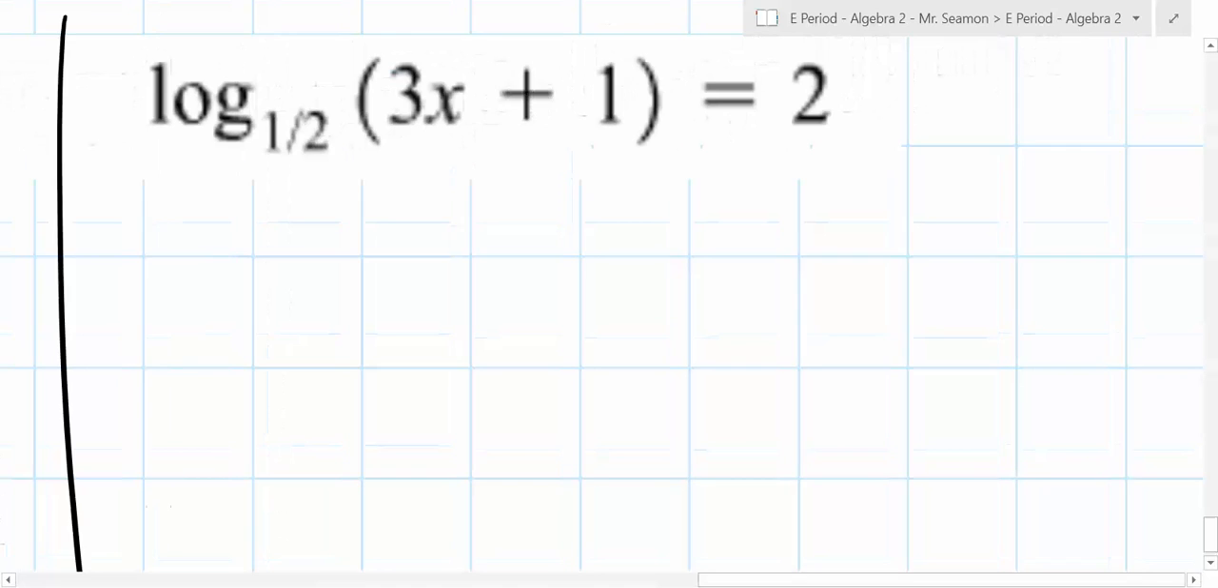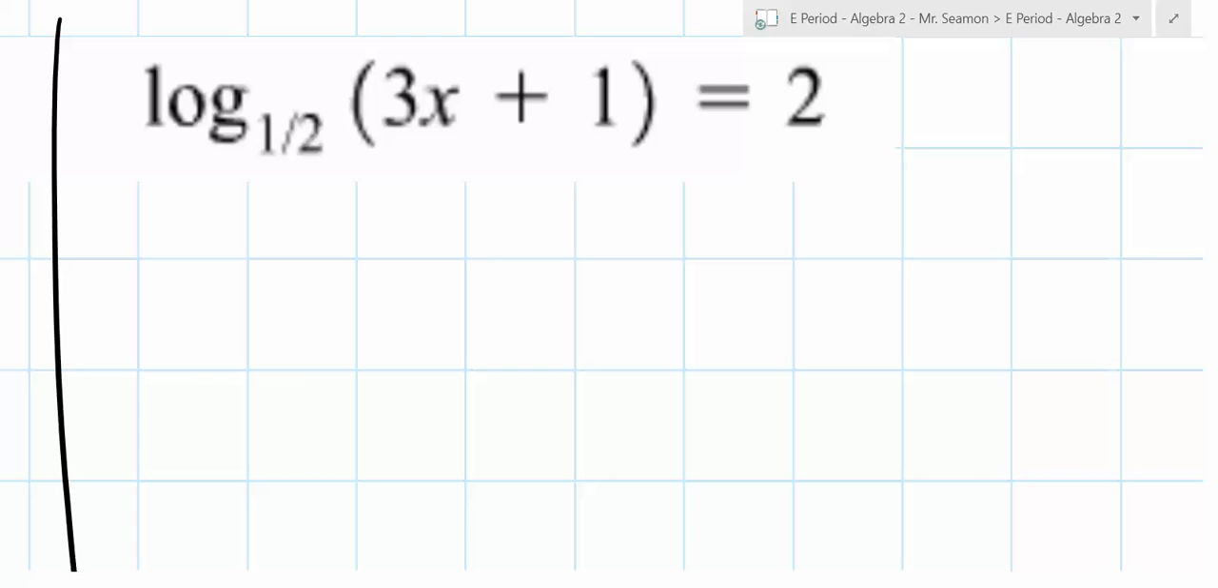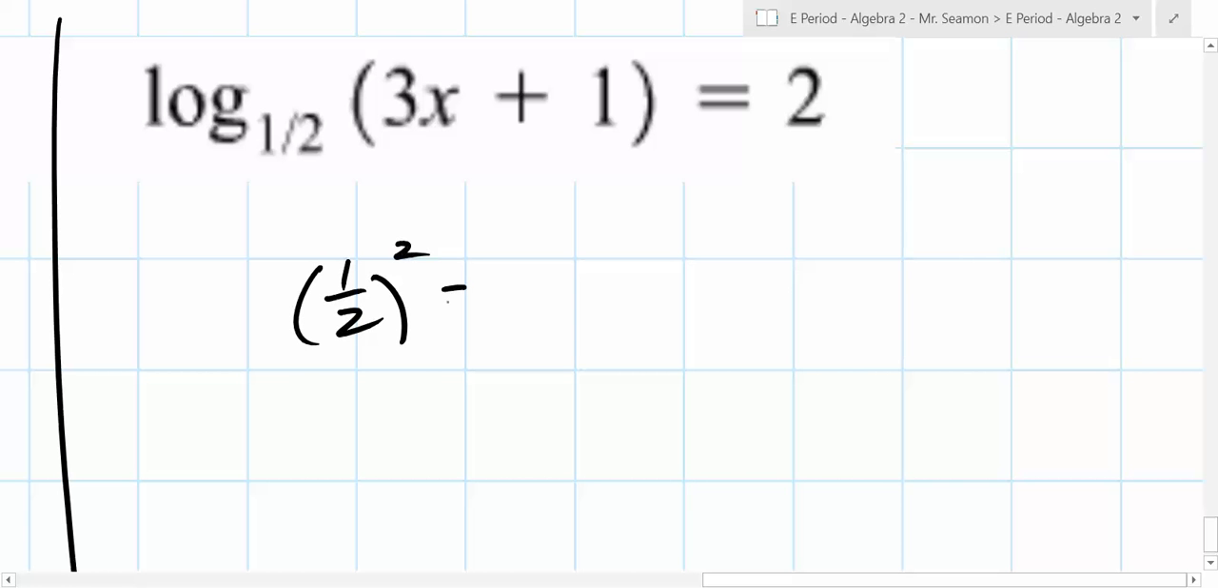Okay. What's the base on this logarithm? 4. Look at the board, please. What's the base on this logarithm? What's the base? Someone said it. 1/2. The base is 1/2. I don't like it when the book writes fractions like that. You know I don't like fractions like that, right? But the base is that. Can someone tell me what the exponential form of that one is? 1/2 to the second equals 3x plus 1. Sure. What's 1/2 squared equal to?